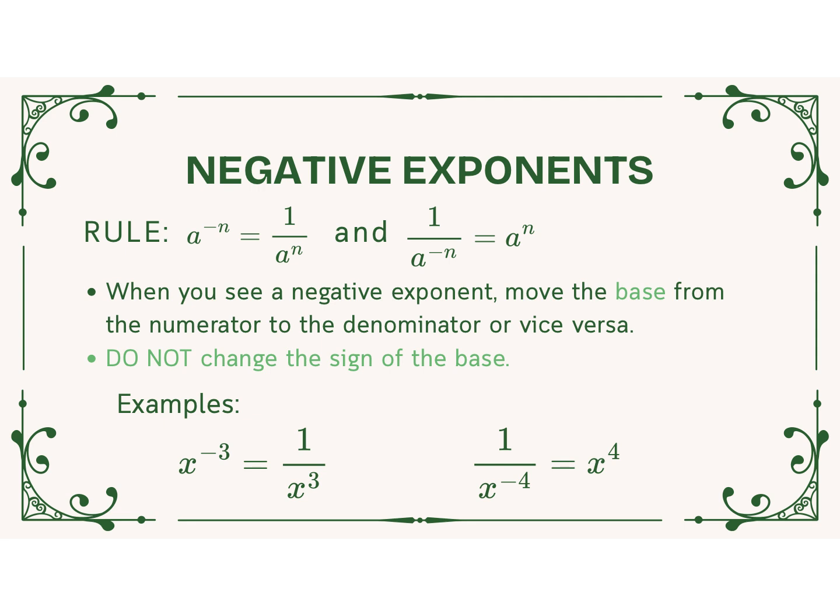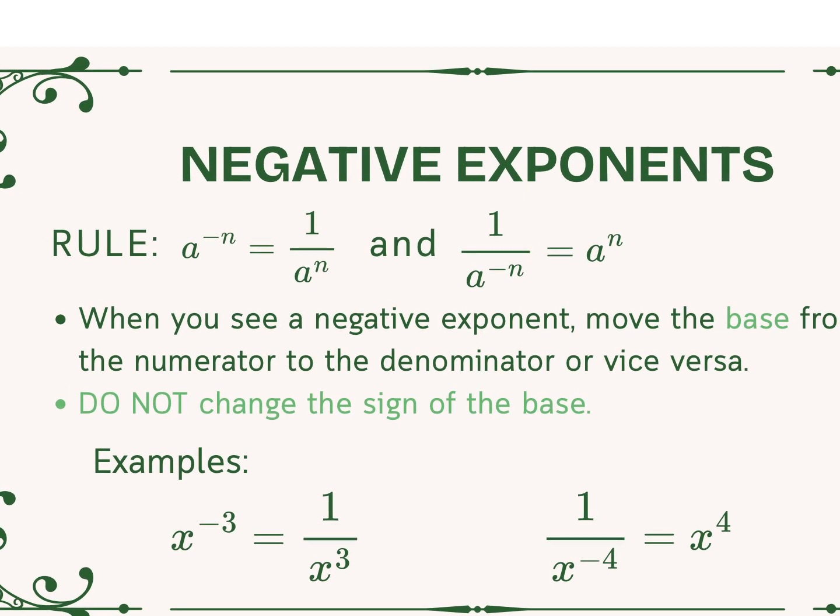So the rule is that if you see a negative in your exponent, it's not considered simplified. And so in order to simplify it, all you have to do is move the base to either the denominator or the numerator if it's already in the denominator, and change the sign of your exponent. So change it to the denominator, it's going to become a positive, or change it to the numerator and it's going to become a positive. All right, so 1 over a to the n, or just a to the n.